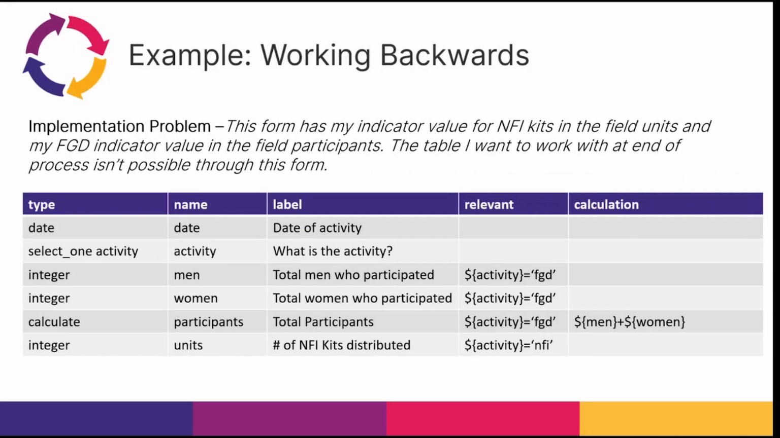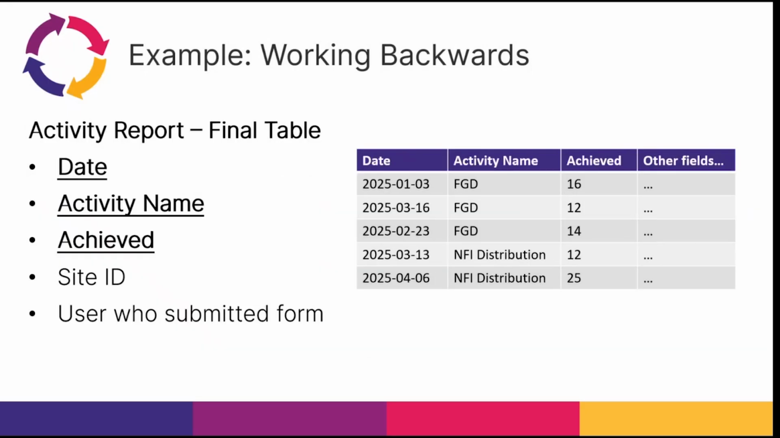However, when I start building my form, it quickly becomes the case that I'm not getting that structure, right? I need to record the number of NFI kits distributed, which is like one value, right? Units. But for my FGD type activities, I need to ask how many men, how many women, and how many participants were there. So I've done this calculation that adds together the men and the women to make my total, but that participants field is different than the units field. So already, if we compare to here, I'm not getting the structure I want at the end of the day.